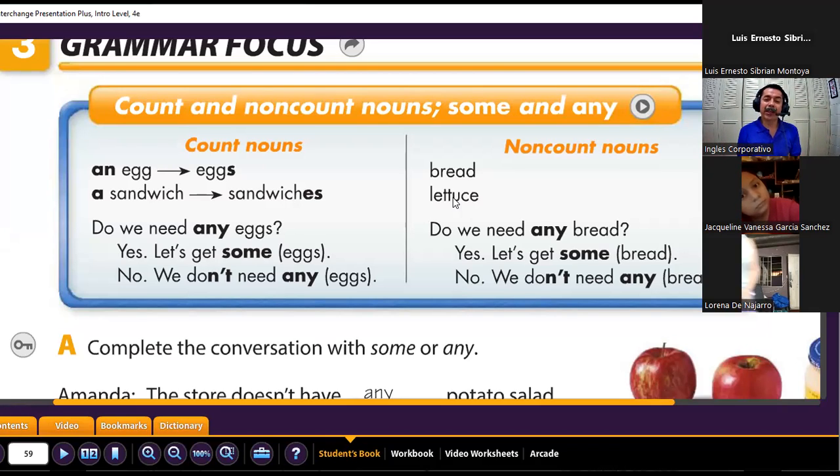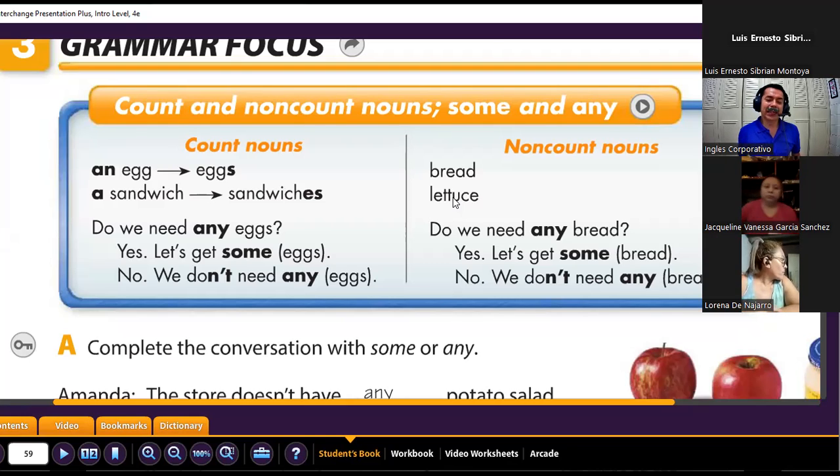Or if you use a container, for example, you can say 2 glasses of water, 2 vasos de agua, right? 2 cups of coffee, 2 tazas de café. It's acceptable. Or 2 boxes of pasta, 2 cajas de pasta. But you cannot say a pasta or pastas. It's non-countable, right? Gramaticalmente no vamos a encontrar en ningún lado lechuzes.